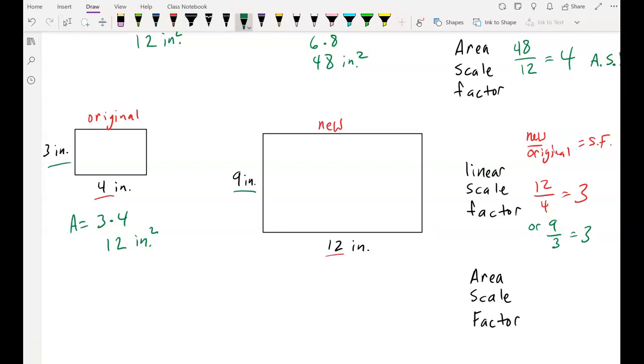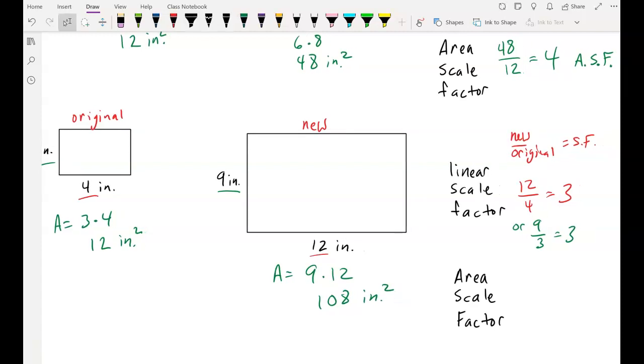But what's the area of our larger triangle? The area is going to be length 9 times the width 12. 9 times 12 is 108. That's 108 square inches. Now let's compare our areas so we can find the area scale factor.